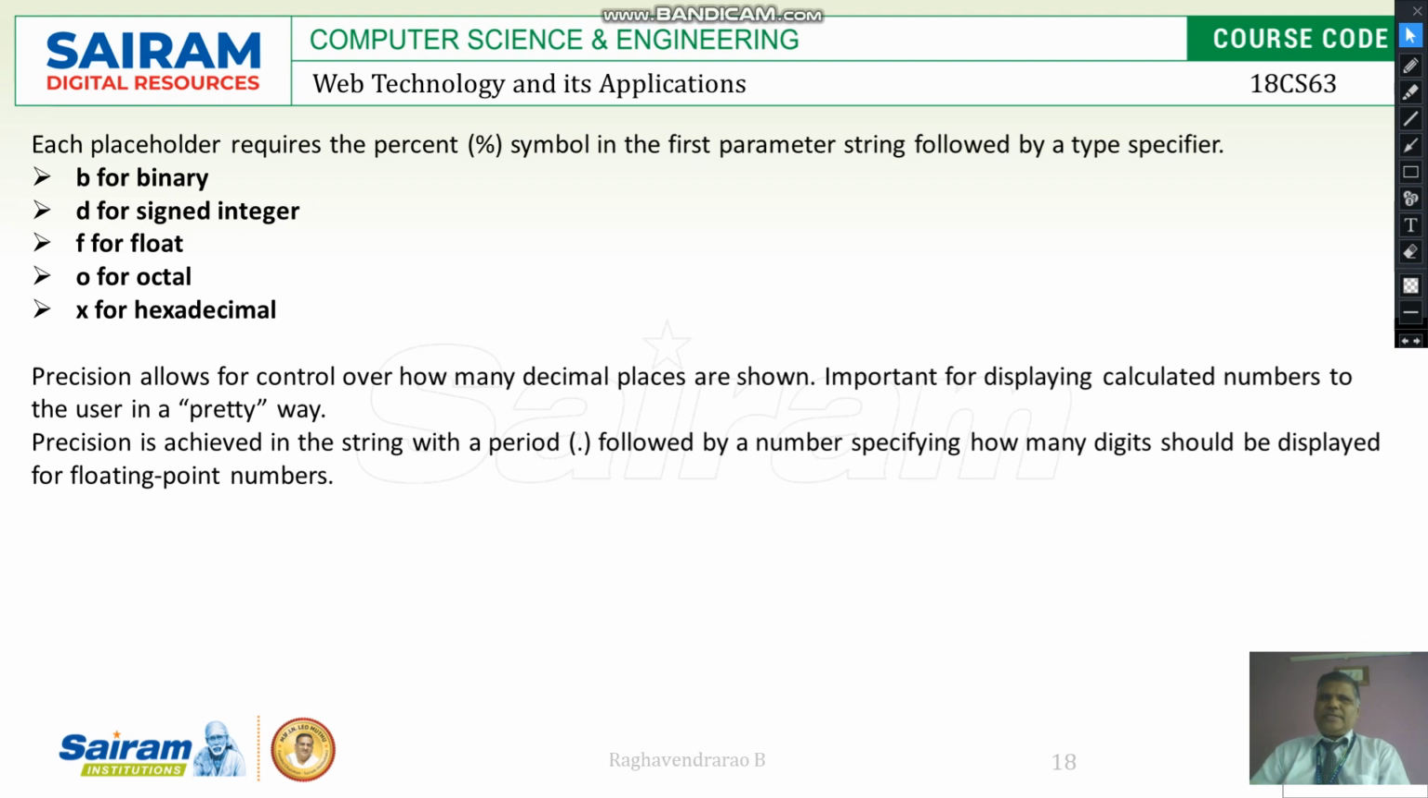Okay, if you want to print octal numbers, you have to use percentage O, percentage F for float, percentage D for signed integer, percentage B for true or false, okay, and X for hexadecimal number. So to fetch that data, you're going to use dot notation. Any data that you want to fetch, you're going to use dot notation.